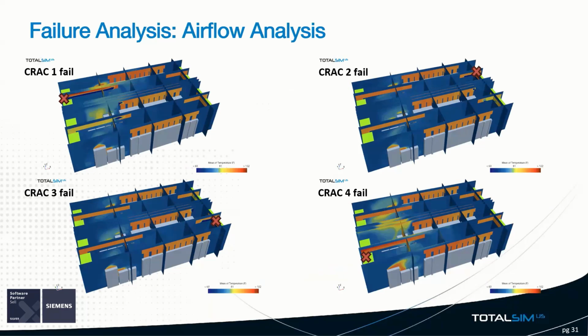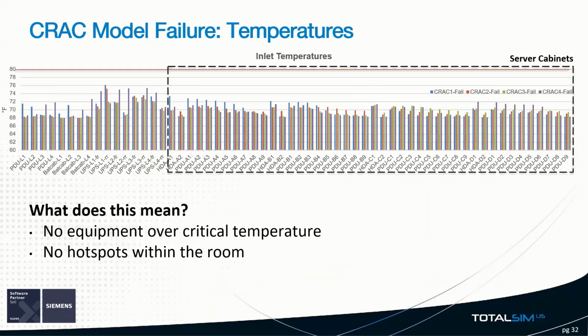We previously saw in these slices for the HVAC baseline model, with all systems on, there were very little hotspots, if any at all. There are a few hotspots appearing when different units have failed, but most of the room is still well cooled. In this chart, even with different CRAC units failing, inlet temperatures for all equipment are still well below the critical temperature of 80 degrees.